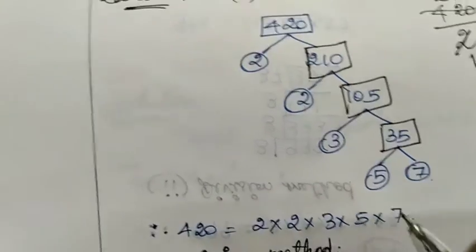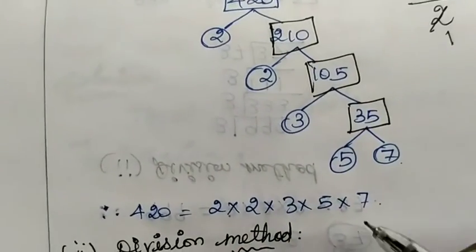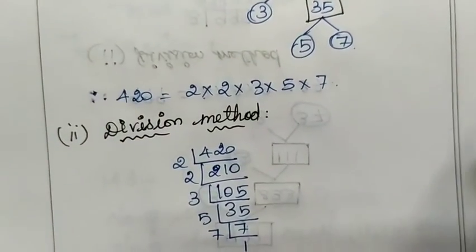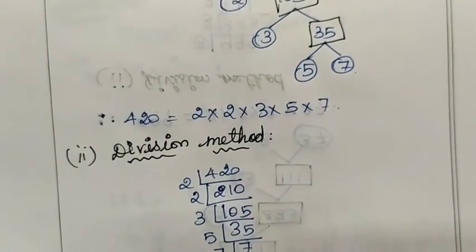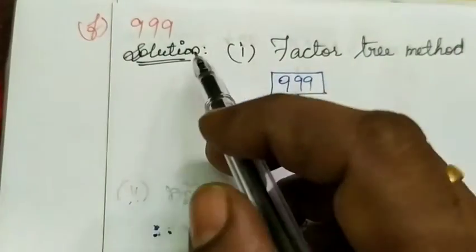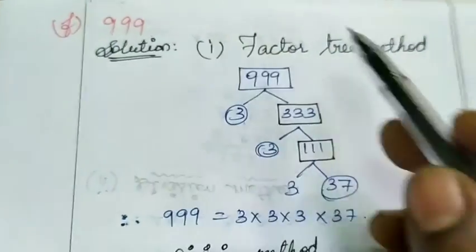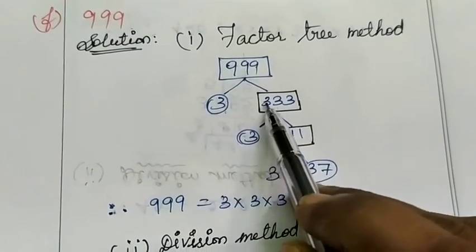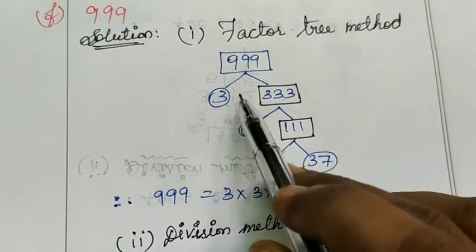These are the factors of the number 420. Okay, so the division method is also the same. Okay, so refer to this. Okay, so go to the next, 999, first the factor tree method. 999 comes in the 3 table, 333 into 3 we get 999.